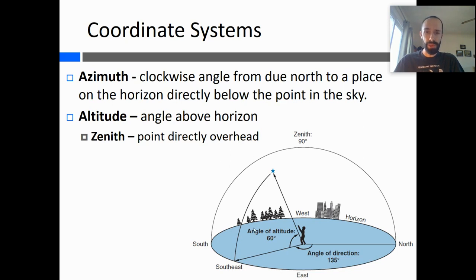Okay. Altitude, which we already learned about earlier in the year, is the angle above the ground, the angle above the horizon, how high in the sky. So we learned about that with Polaris. Zenith is the point directly above your head, and that would be 90 degrees, so straight up. Okay, so just know these words. That's how we find things in the sky.